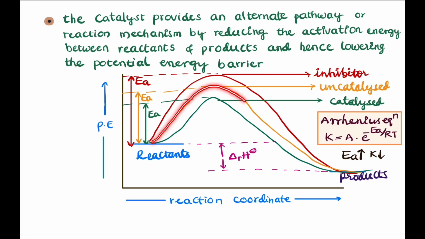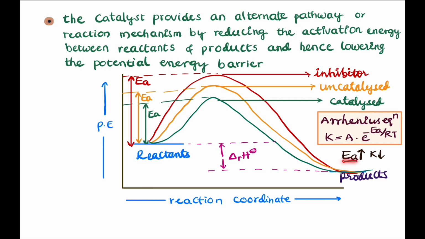For an example, this is the uncatalyzed path. This is the activation energy of the uncatalyzed path. Now this green color path is the catalyzed path with the Ea in green color. This is less than the yellow color activation energy, that is the uncatalyzed path. So green is the catalyzed, yellow is the uncatalyzed. So uncatalyzed activation energy is greater than the catalyzed.